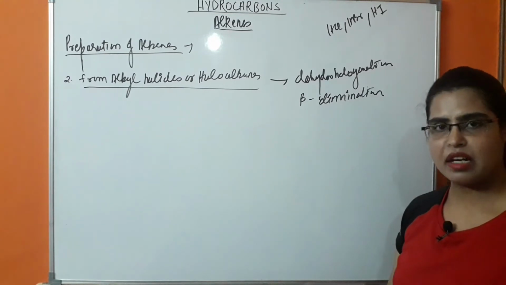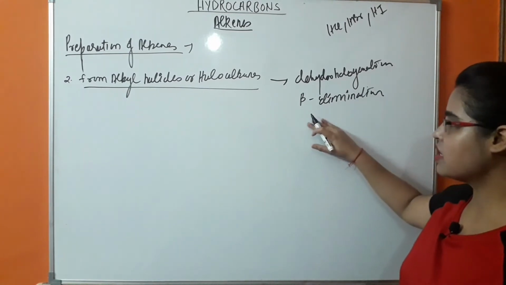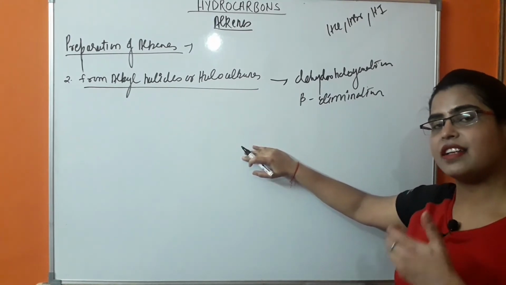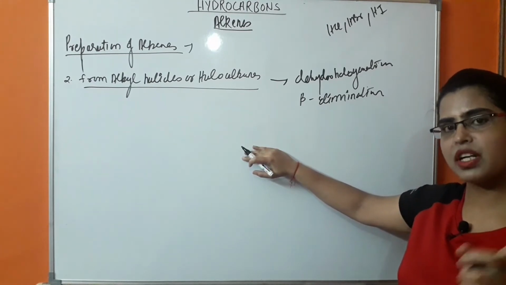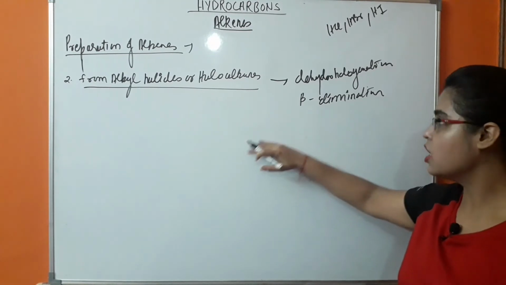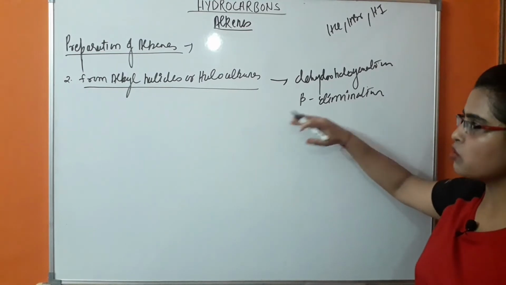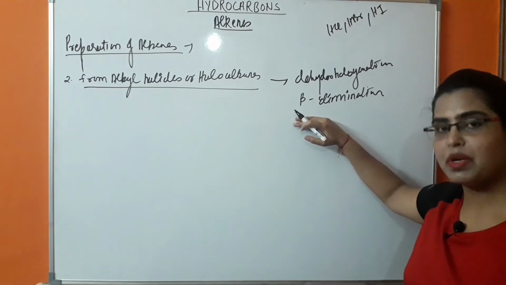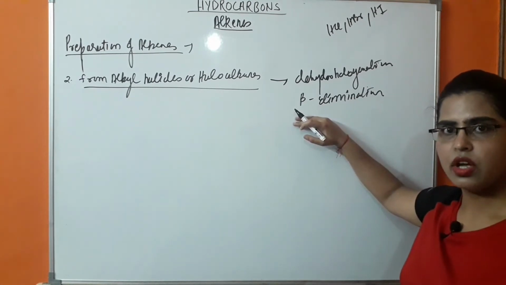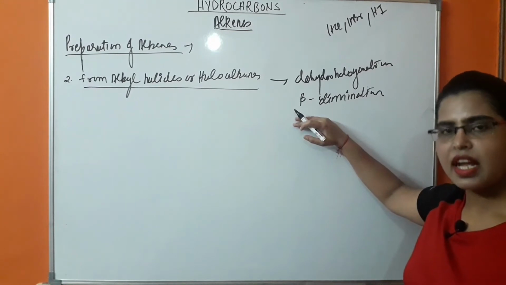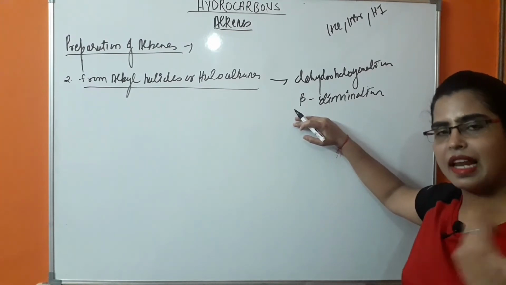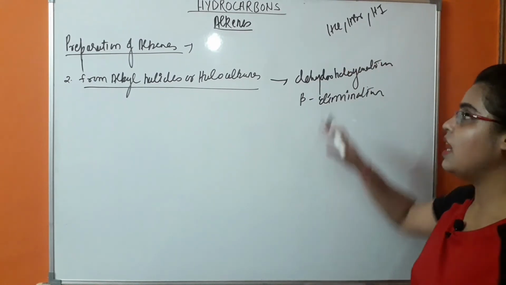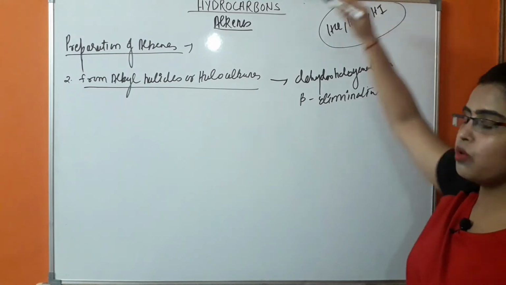Beta elimination means the carbon to which the halogen is attached is known as alpha, whereas the carbon from which the hydrogen is removed is beta. So this is beta elimination. In which condition will dehydrohalogenation take place? By using alcoholic KOH. In the presence of alcoholic KOH and by heating the alkyl halide, there will be formation of alkene and removal of these molecules.